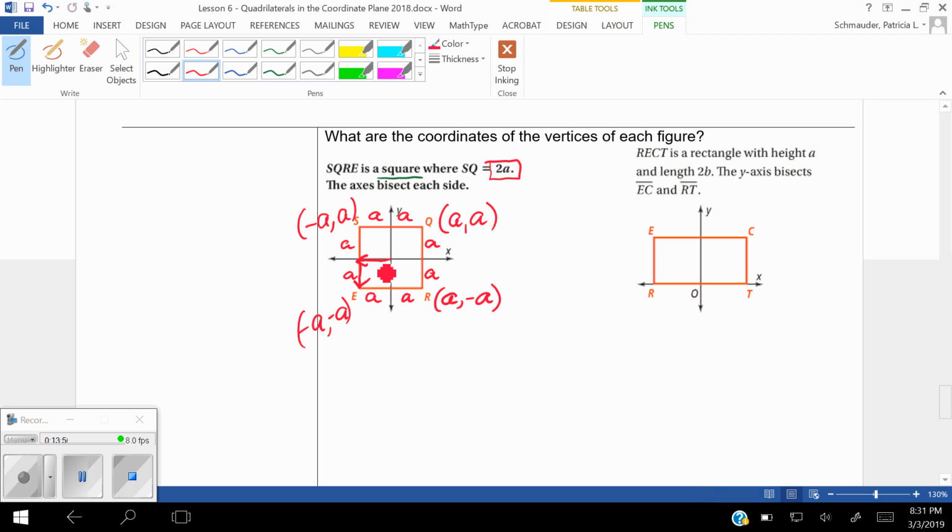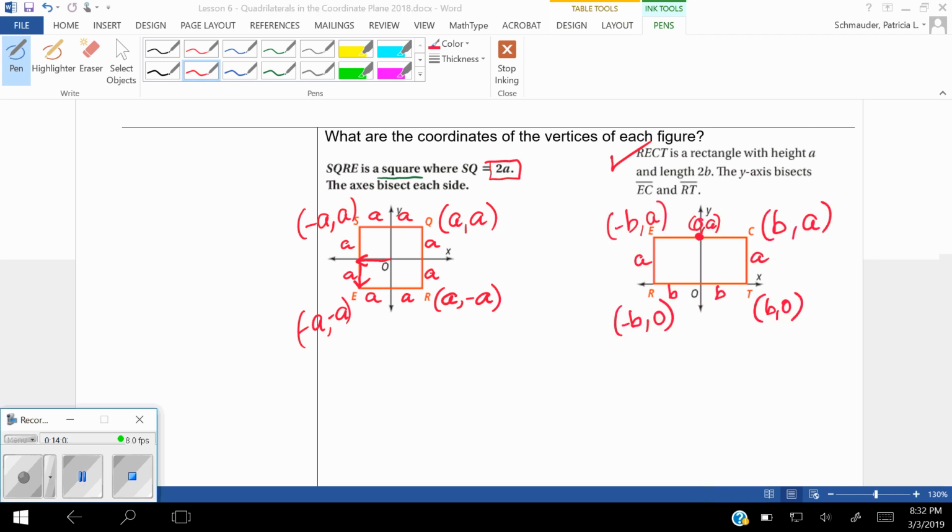Okay, why don't you pause and try to do the rectangle here and see what you get for its vertices. Okay, is this what you got? For T, I'm going over B units. I'm not going up or down, so that vertex would be B, 0. For vertex C, I'm going to the right B and I'm going up A. So I'd have B, A for vertex C.